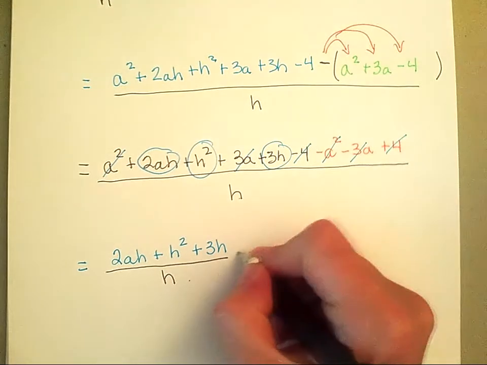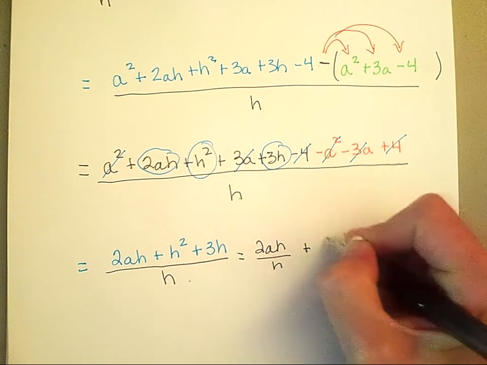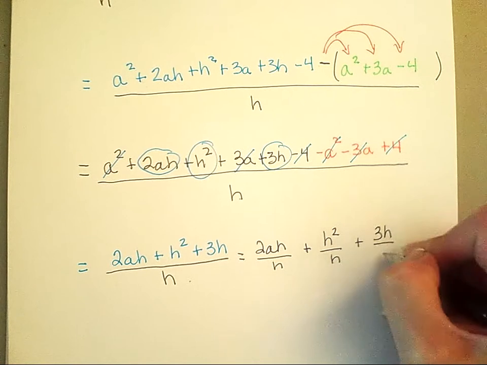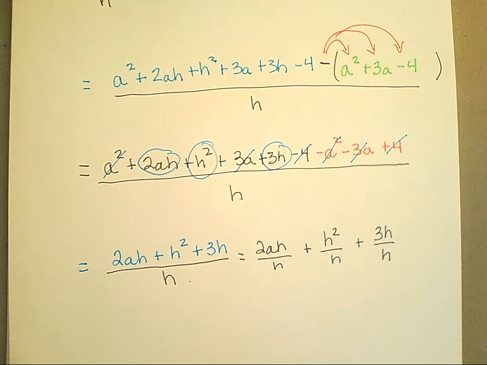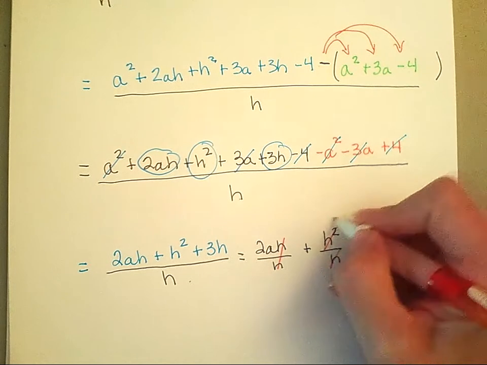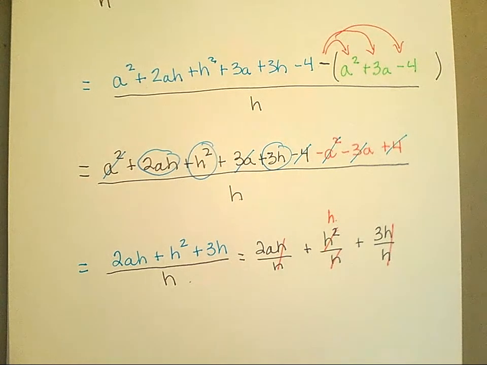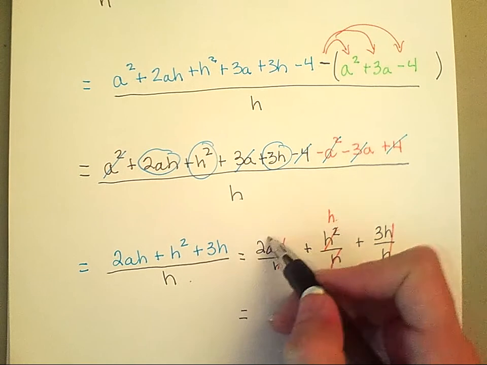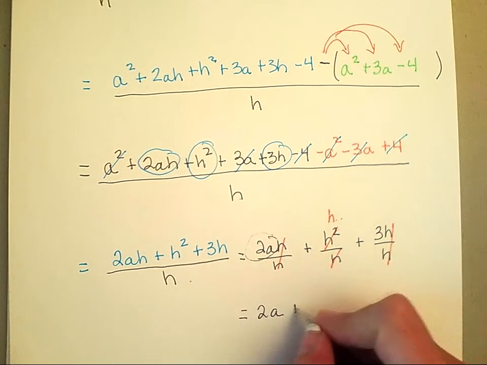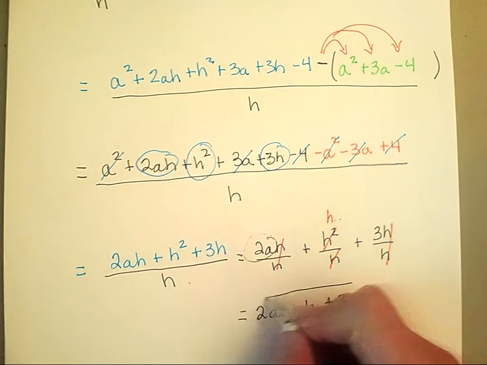And now I see that there's an h in all of these, so I could split this up as the first term over h plus the second term, h squared over h, plus the third term, 3h over h. And then we can see the h's will cancel. I'll be left with one h up top here, and those will cancel. So in the end, there's just 2a plus the h over 1, which is just h, plus 3.